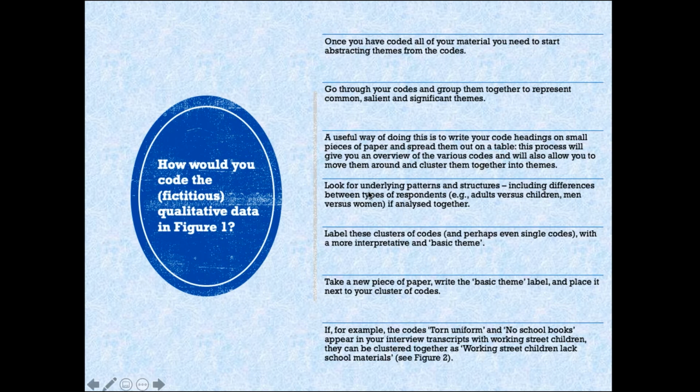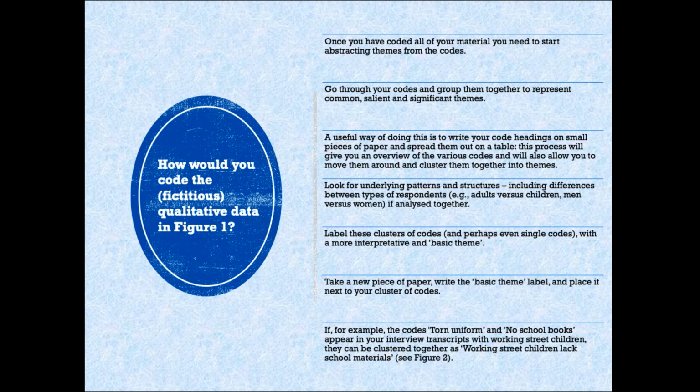So look for underlying patterns and structure, including differences between types of respondent, for example, adults versus children, men versus women, if analyzed together. Label this cluster of codes, and perhaps even single codes, with a more interpretive basic theme. We call these subcategories. Take a new piece of paper, write the basic theme label and place it next to your cluster of codes.